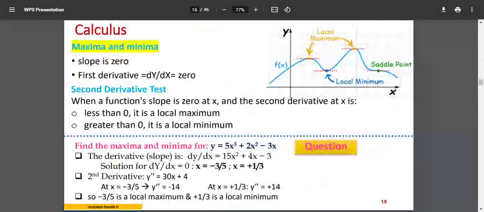So in my previous class, I have explained how to find out the maxima and minima. So you have a first derivative. If you differentiate the given equation and take a derivative, that is dy by dx, and you set it to 0, you get to know the value of x at that point. If the second derivative is less than 0, you can have a local maxima, or if it is greater than 0, then it is minima. If the second derivative is 0, we call it a saddle point.